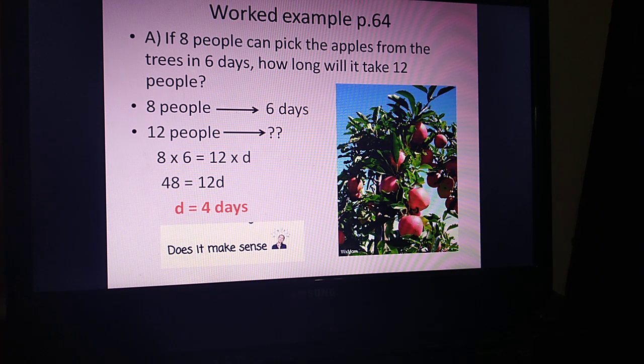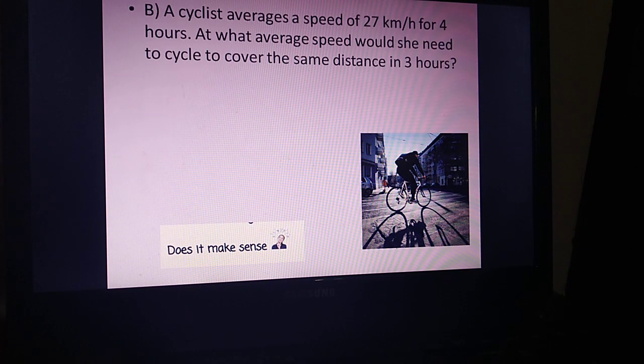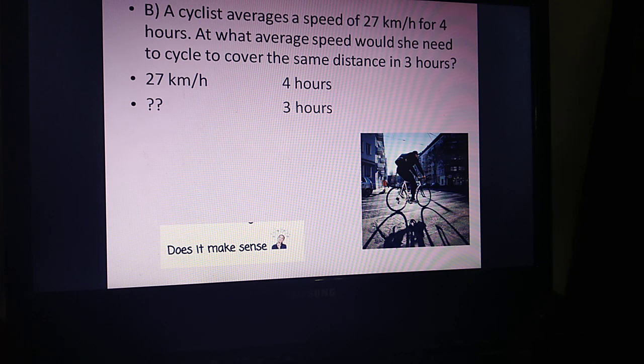Now let's move on to the second worked example from our book. It's about a cyclist. Now this cyclist averages a speed of 27 km per hour for 4 hours. So she has a journey, and on this journey she cycles at 27 km per hour, and this journey took her 4 hours. Now the question says, at what average speed would she need to cycle to cover the same distance in 3 hours? So what we should do here is put numbers where they belong, like we're used to.